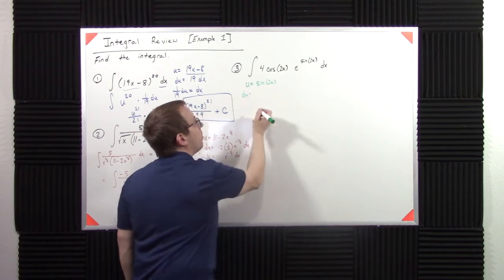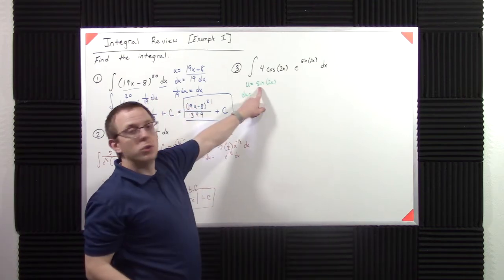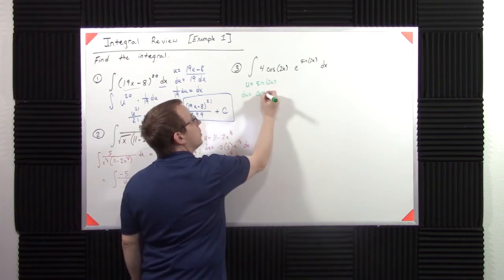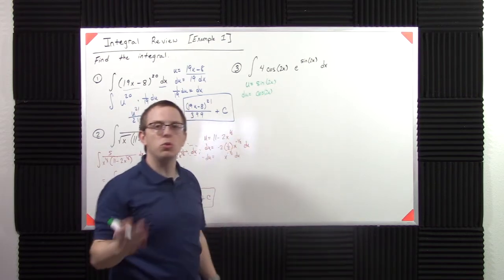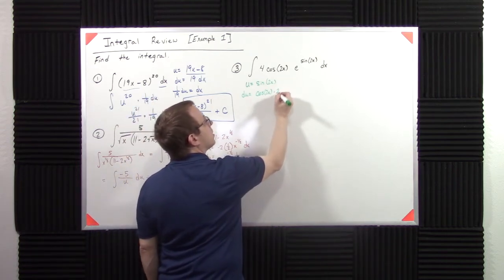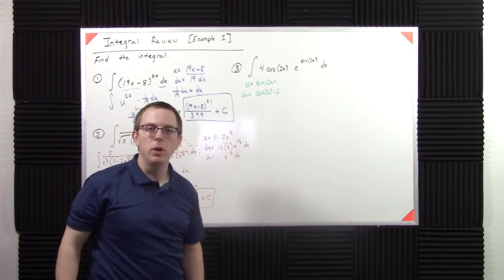So du, by the chain rule: the derivative of sine of something is cosine of the something times the derivative of what that something is. So it's not just cosine of 2x. We change the derivative inside.